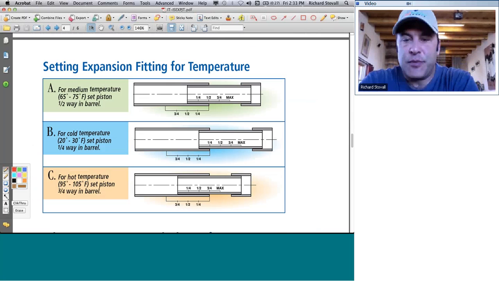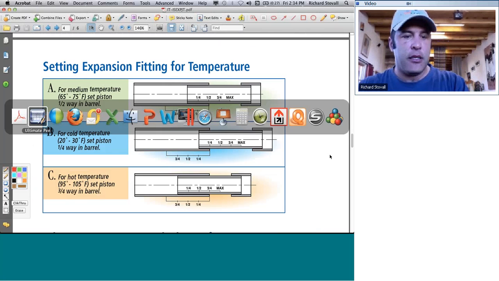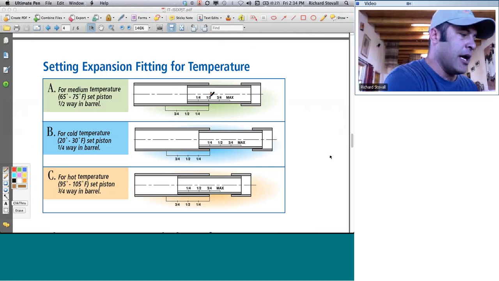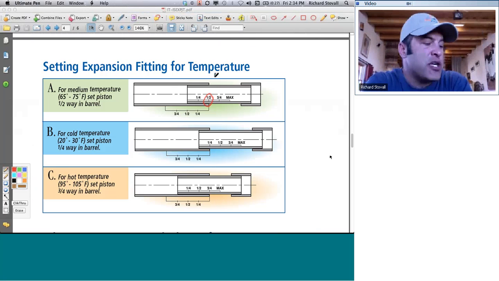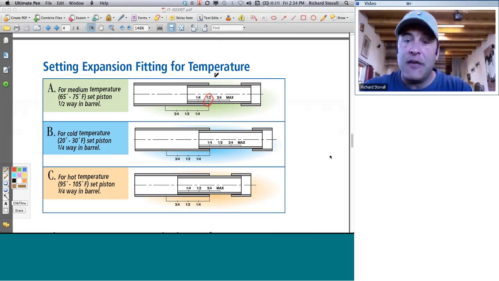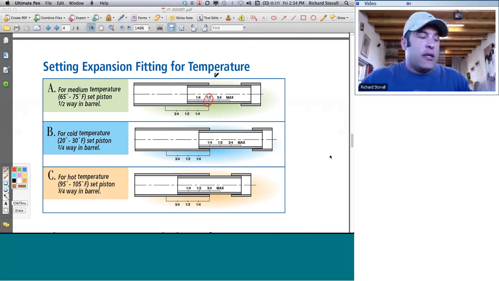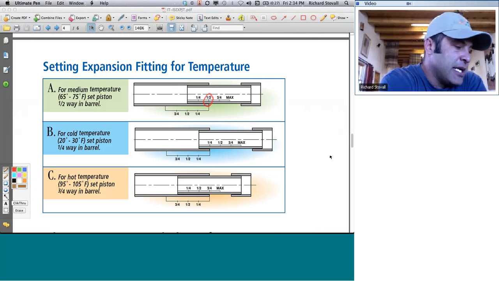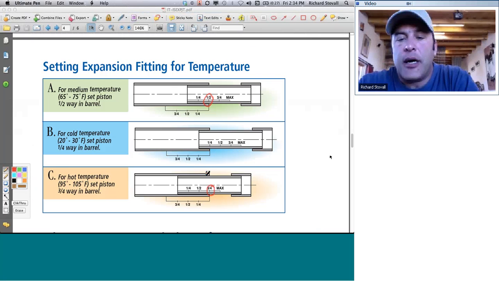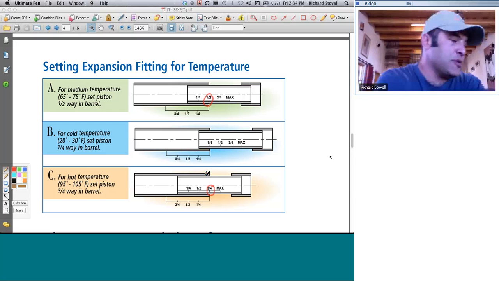Okay, so if you have one of these Carlon expansion fittings, and the ambient temperature outside is 70 degrees Fahrenheit, you would install this such that it was halfway in the barrel, as indicated by this diagram here. If it was extremely hot, that PVC is expanded out to its maximum point, so you would want it set at the 3/4 dial. If it was a cold temperature, you would want it set at 1/4.